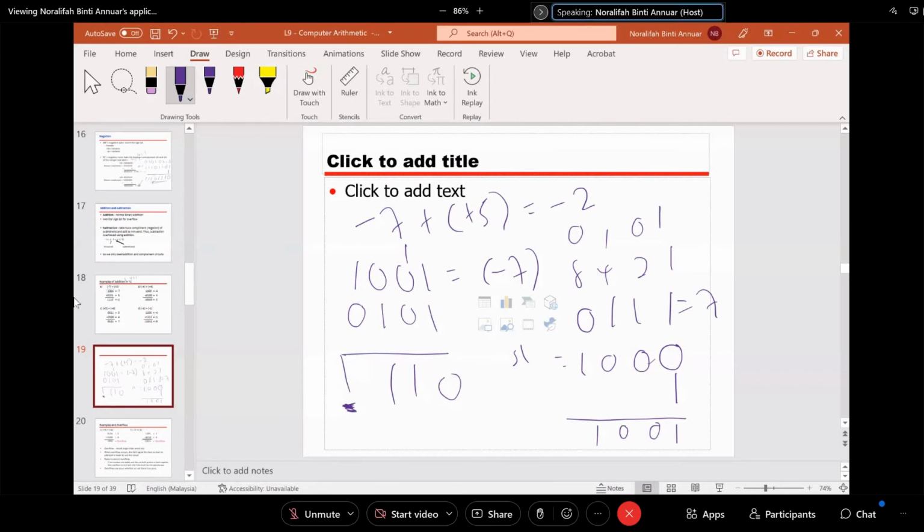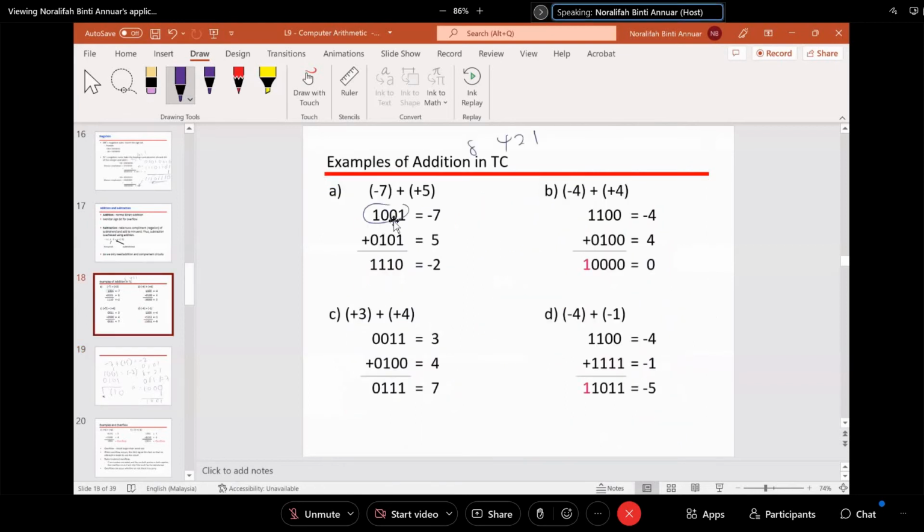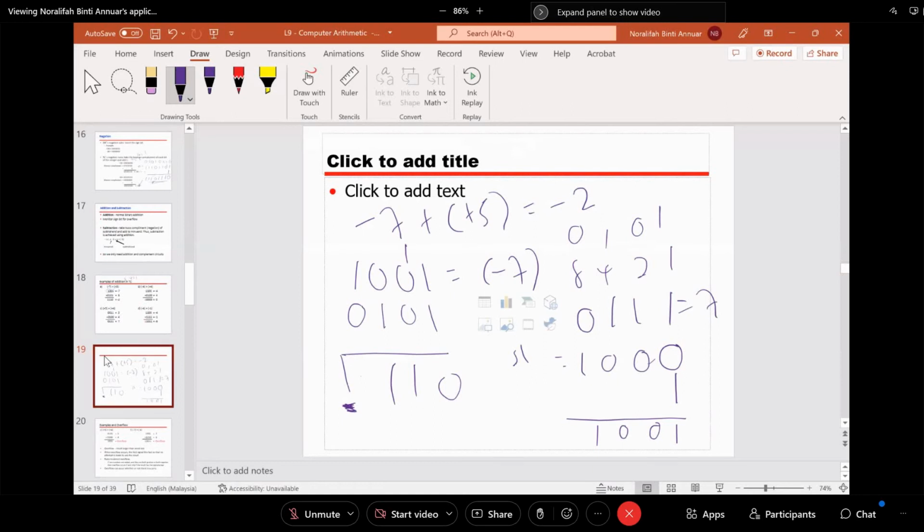1001. Okay, 1001, betul. 01, terbalik, 0101. Okay, 1101. Saya buat terbalik. Betul lah ni. So it's correct.